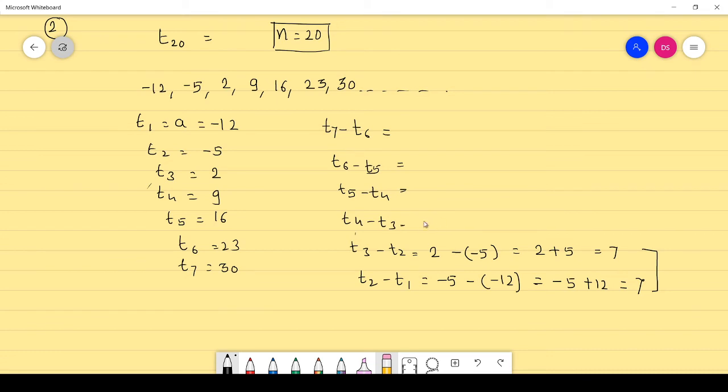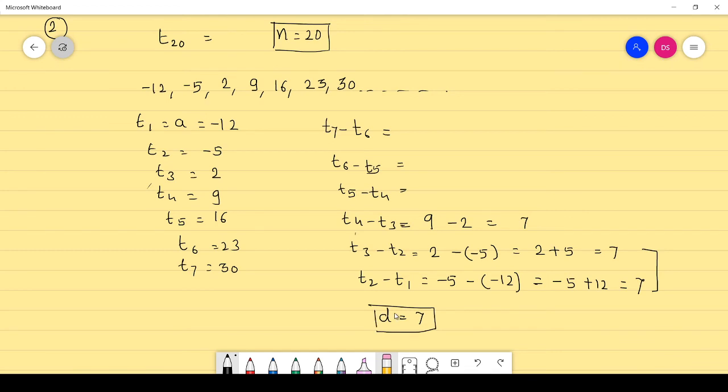Easily you can identify here also in T4 and T3. What is T4? That is nothing but 9. What is T3? That is minus 2. 9 minus 2 is 7. So easily here also you can calculate, 16 minus 9 is also 7, 23 minus 16 is also 7, 30 minus 23 is also equal to 7. So we got the common difference is a constant, equal to 7.